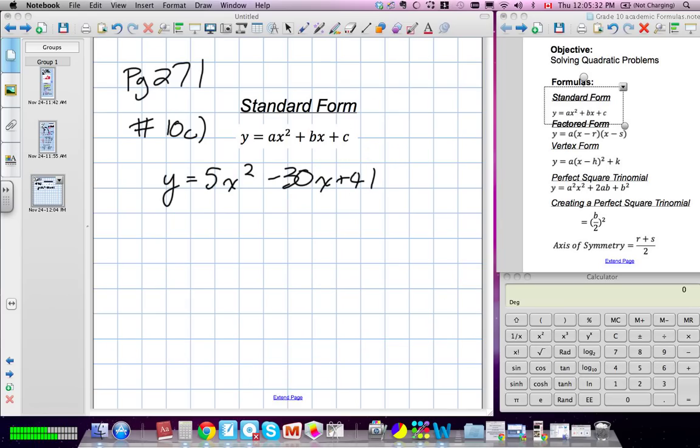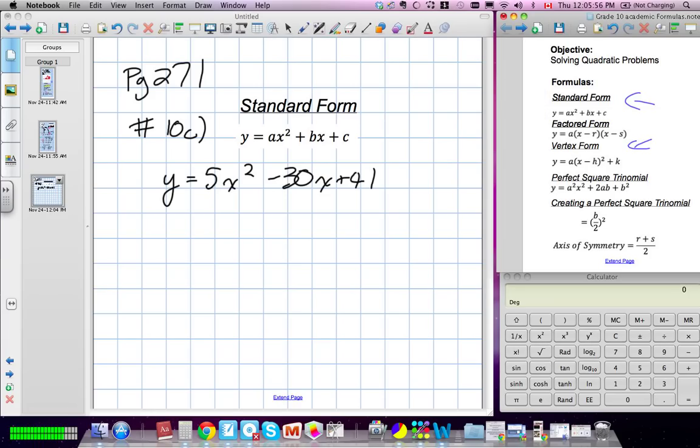Okay, question 10C from page 271. This question asks us to find the vertex of each parabola. Sketch the graph, label the vertex, and 2 other points. Oh wow, this is in depth. So first they want us to find the vertex. So I'm in standard form right now. Which of the forms do we think we want to go to? Vertex. That would make the most sense. We need to go to vertex form.